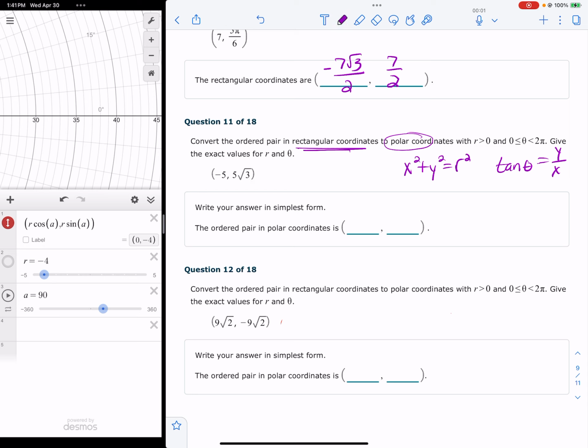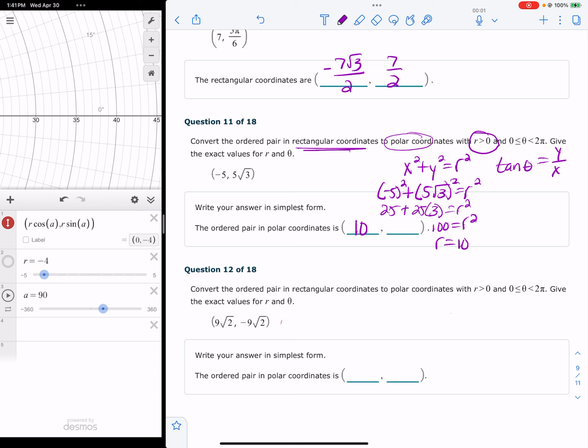Okay, so let's do this one. Let's first find our r. So we're going to take the x and square it. And then we're going to take the y and square it. So -5 squared is 25. 5 square root of 3 squared would be 25 for squaring 5, and then square root of 3 times square root of 3 is just 3. And so you have 25 times 3, which is 75, plus 25, 100. And so your R is 10. Now it tells us in the problem that we want an R that's positive. So we know it's positive 10, not negative 10.